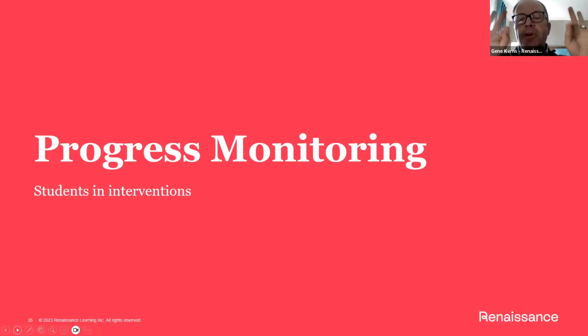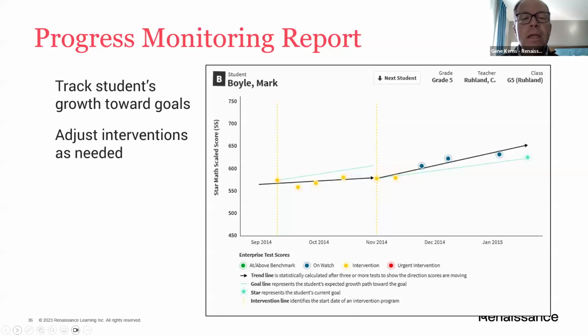Again, I always use capital P, capital M. I delineate this from monitoring progress or progress monitoring little p. We're always monitoring kids' progress, but when we put them into an intervention, it becomes a big consequential deal. So I capitalize it, capital P, capital M.